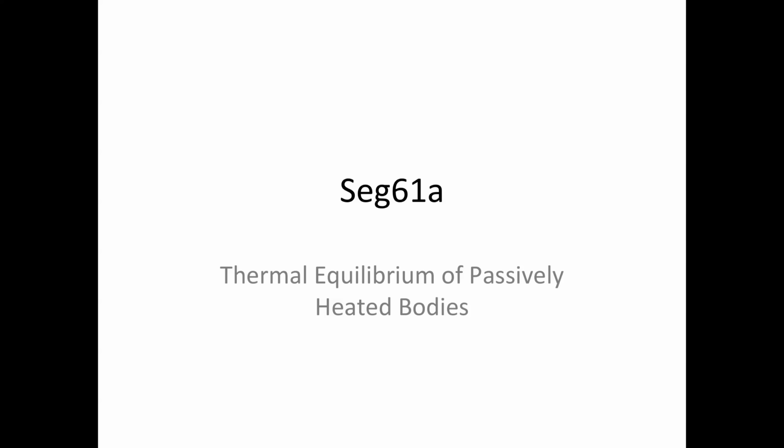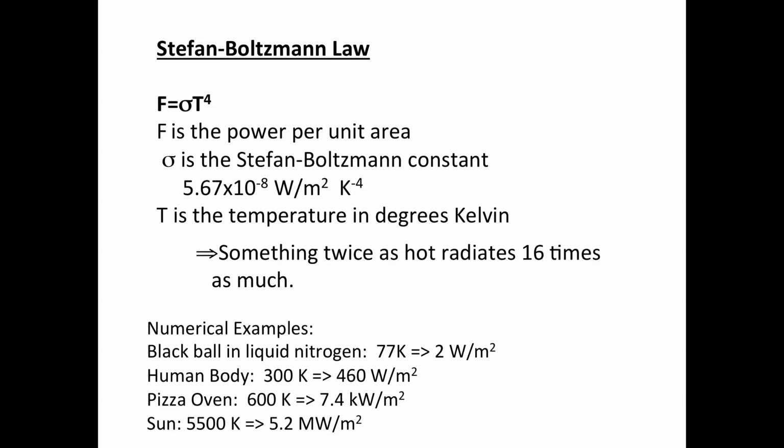Segment 61A, the thermal equilibrium of passively heated bodies. Earth-like planets and other planetary bodies or small objects in our solar system, for example, reach a particular temperature because of the balance between absorption of energy and radiation of energy.